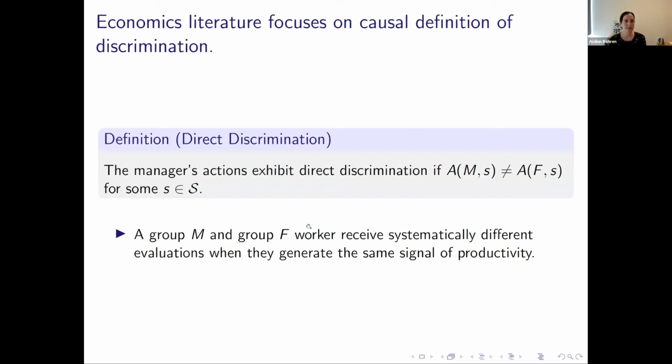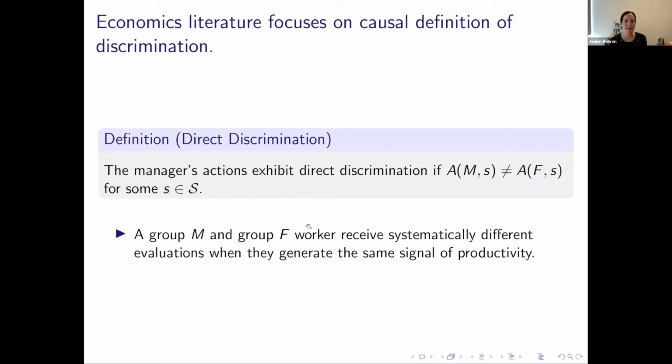So if we look at the classic definition of discrimination within economics, economics is really mostly focused on a causal definition. What I mean by this is that all else equal, if you flip the group identity, disparate treatment is what we call discrimination. More formally, and we're going to call this direct discrimination, as some of the research I'm going to talk about today is trying to expand this notion.